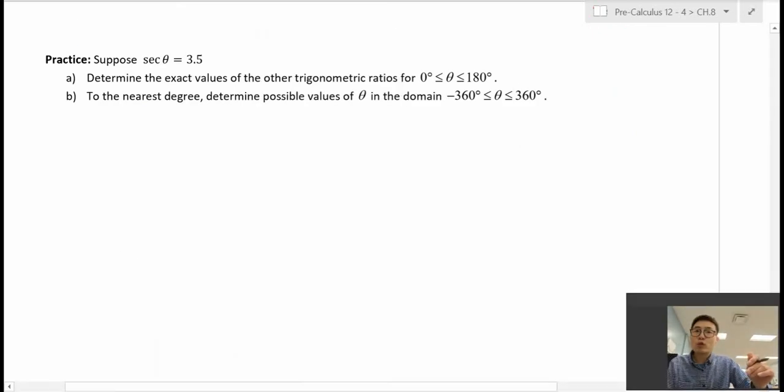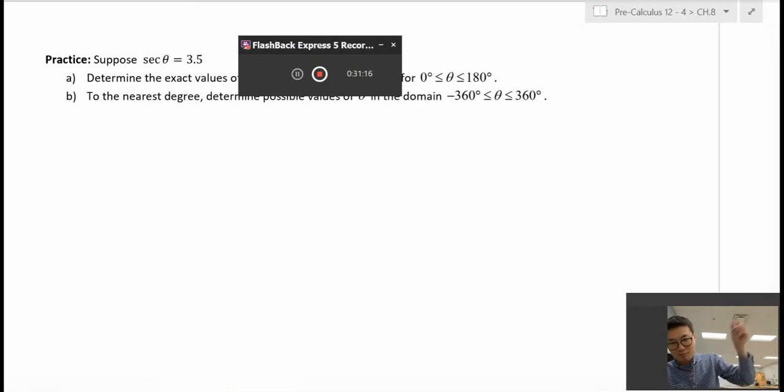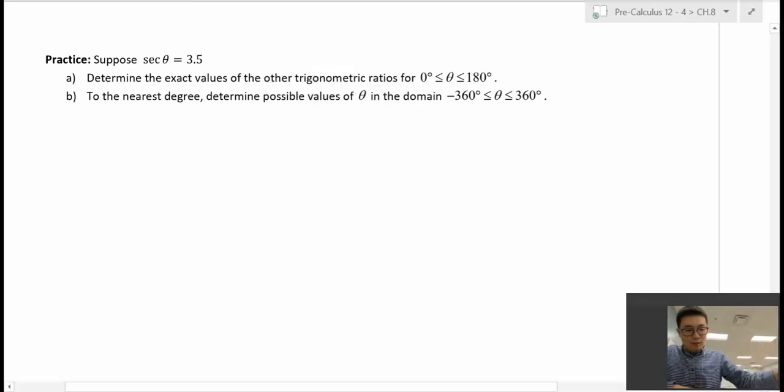Okay, so now you should try the next example or next practice questions, and good luck. Okay, sorry for the interruption. Good luck trying this question, and then I'll show you the answer in a bit, okay?